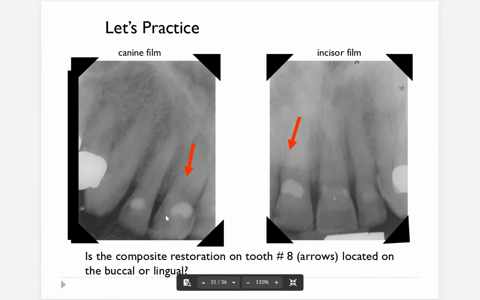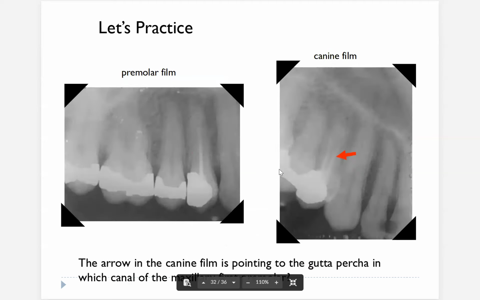But then as the roots tilt more to the midline, this restoration goes way with it, right? They go with the tilt of the roots. So this is leading me to say this is a buccal composite restoration. And of course, I'd probably be sitting in the chair and I could look in the person's mouth, but if we don't have that clinical observation, that's how we would try to rationalize it out of these two films.